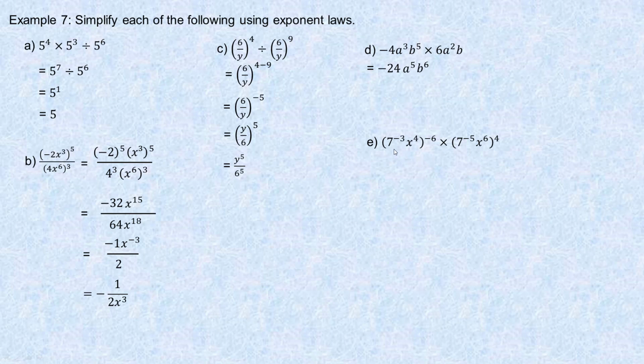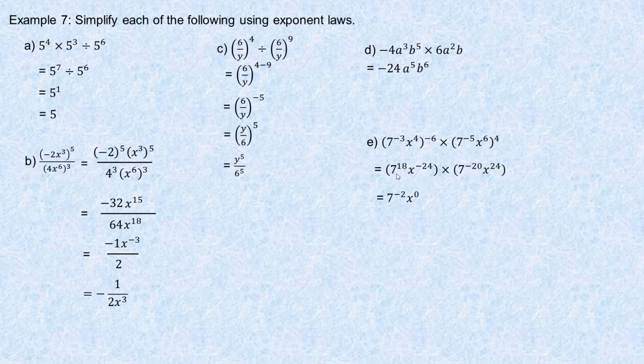For this last one here, we have power of a power, because we see these exponents here on this and this. So 7, so we multiply the negative 3 and the negative 6, so 18 is the exponent of 7. 4 times negative 6 would be negative 24 for the exponent of the x. And then for this power of 7, negative 5 times 4 is negative 20 in that exponent. 6 times 4 is positive 24.